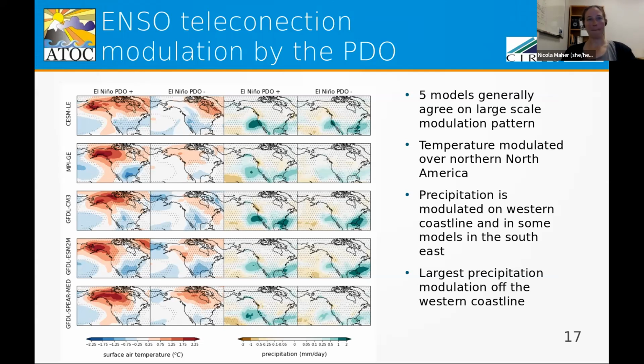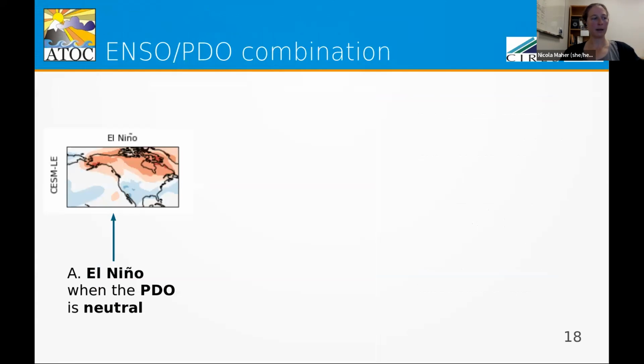Okay, so what's going on here? Because we have SMILEs, what we can now do is try and separate out the effects of El Nino and the PDO in the absence of each other. So what we're going to do here is look at El Ninos that occur when the PDO is neutral, and PDO events that occur when ENSO is neutral, and see how they combine to give this effect.